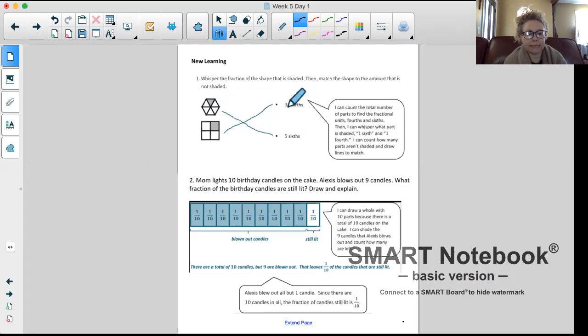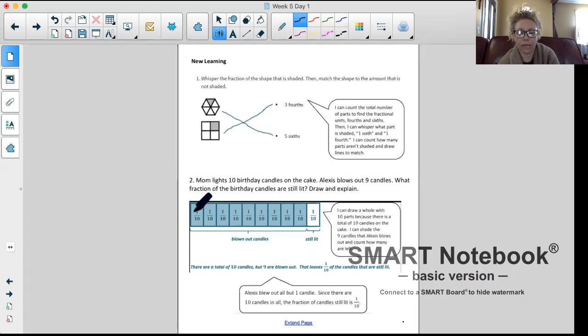Number 2 says, Mom lights 10 birthday candles on the cake. Alexis blows out 9 candles. What fraction of the birthday candles are still lit? Draw and explain. So the first thing we would do is draw all 10 candles, right? Each candle represents 1/10, because there are 10 candles in all.